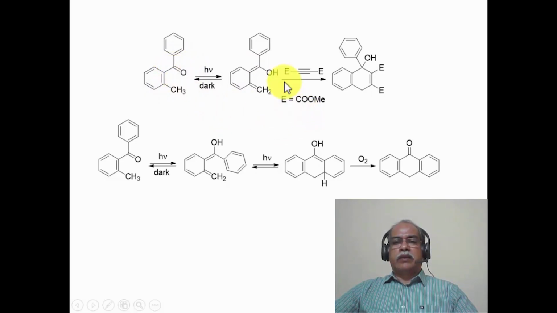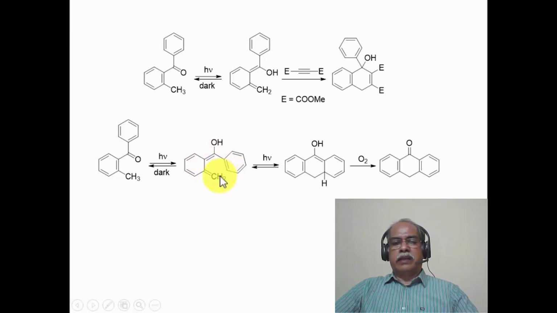However, when the reaction is carried out in the presence of a dienophile, like dimethyl acetylenedicarboxylate, for example, the quinodimethane derivative is trapped. This intermediate is trapped by the dienophile in a Diels-Alder reaction to give this alcohol, for example. The same reaction, when it is carried out in the absence of any kind of trapping agent dienophile, but in the presence of oxygen, initially the hydrogen abstraction results in the formation of the hydroxyquinodimethane derivative.